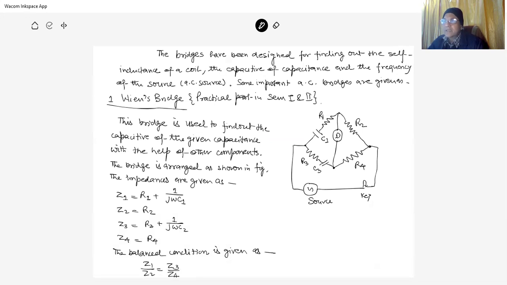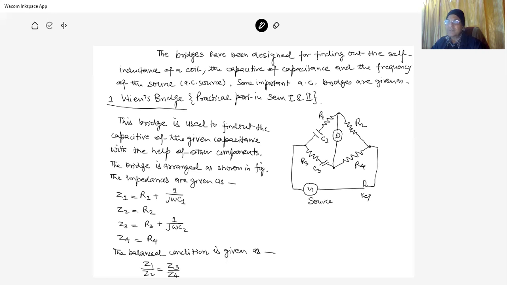So let us consider three important bridges, that is Wien's bridge, Schering bridge, and Maxwell bridge, for determination of capacitances and inductances. In the 12th standard, we used the Wheatstone bridge for the determination of unknown resistance using the post office box technique. Here we use it for capacitance and inductance. So the bridges have been designed for finding the self-inductance of a coil, capacitance, and frequency, along with the power factor.